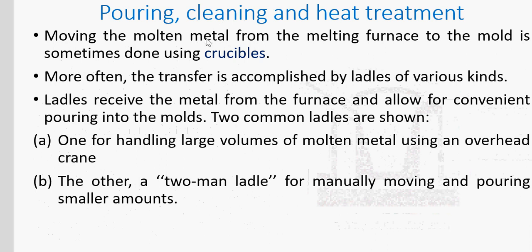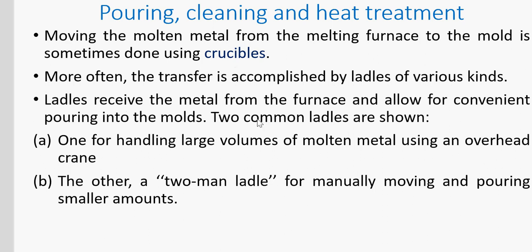So moving the molten metal from the melting furnace to the mold is sometimes done using crucibles. So you can use movable crucibles. More often, the transfer is accomplished by ladles. Ladles, the handles that carry the crucibles, right? The small crucible furnaces. So the ladle receives the metal from the furnace and allows for convenient pouring.